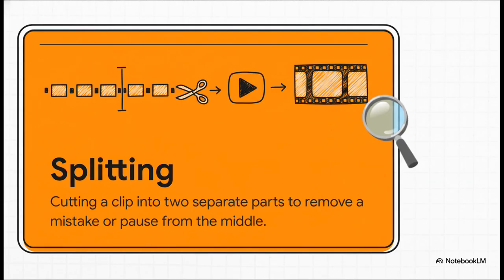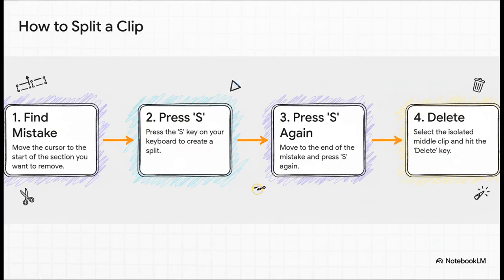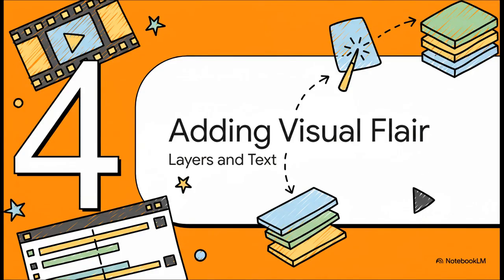Splitting is like using a pair of digital scissors. It lets you slice your clip so you can cut out any weird pauses or if you flubbed a line right in the center. And here's how ridiculously fast it is. You just move your cursor to where the mistake starts and press the S key on your keyboard. Then you move to the end of the mistake, press S again. Now you've got that little bad part isolated. Just click on it and hit delete. Poof, gone.